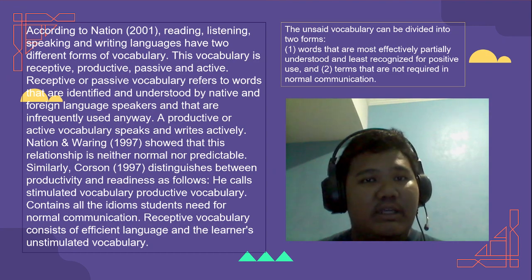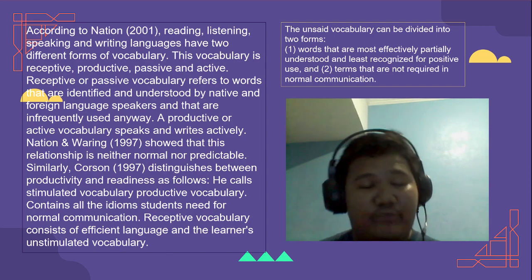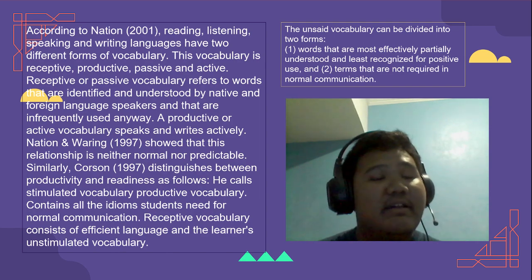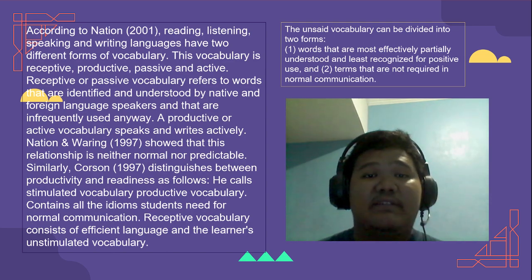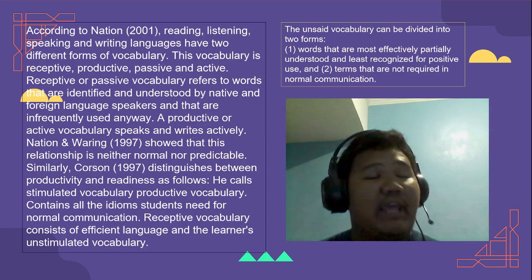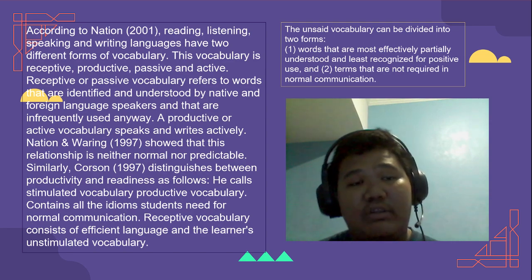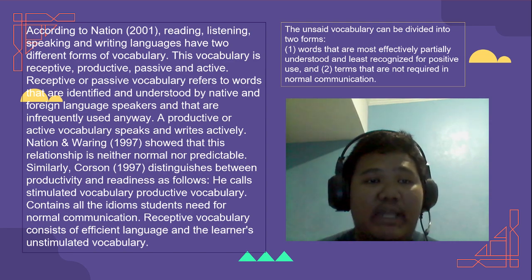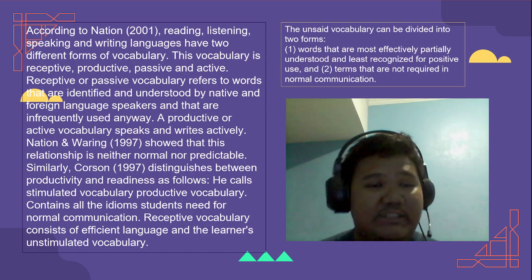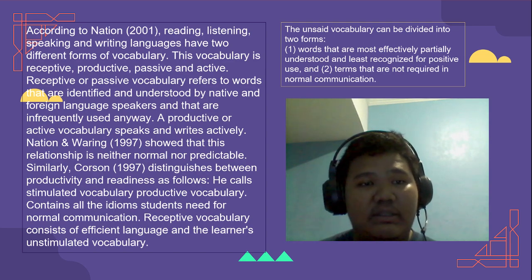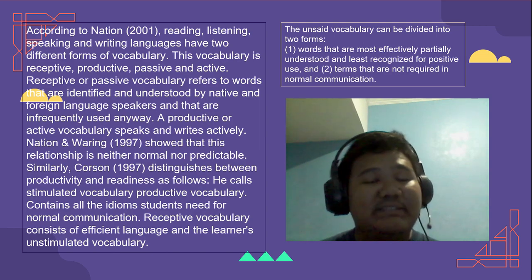According to Nation, reading, listening, speaking, and writing languages have two different forms of vocabulary. This vocabulary is receptive, productive, passive, and active. Receptive or passive vocabulary refers to words that are identified and understood by native and foreign language speakers and that are infrequently used anyway. Productive or active vocabulary speaks and writes actively. It shows that this relationship is neither normal nor predictable. Similarly, distinguish between productivity and readiness as follows.